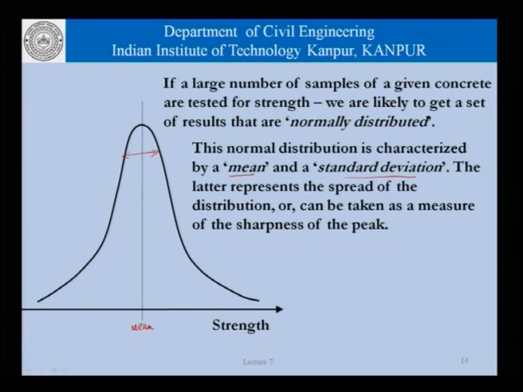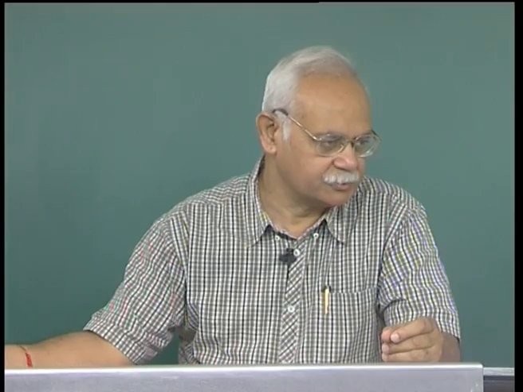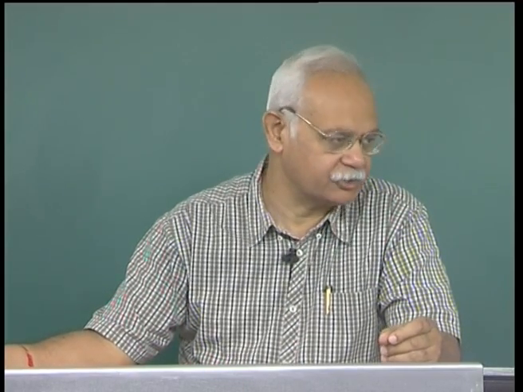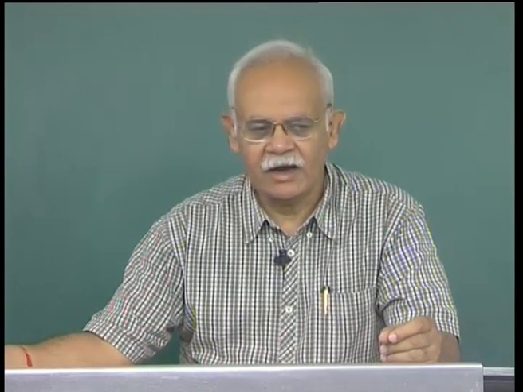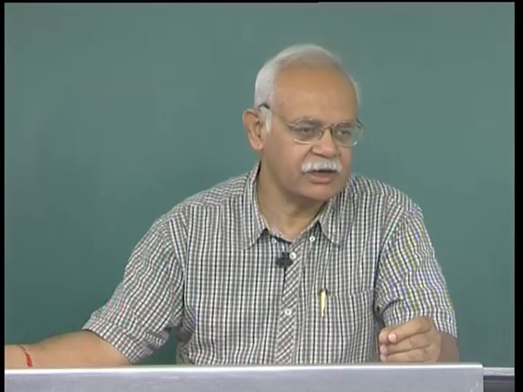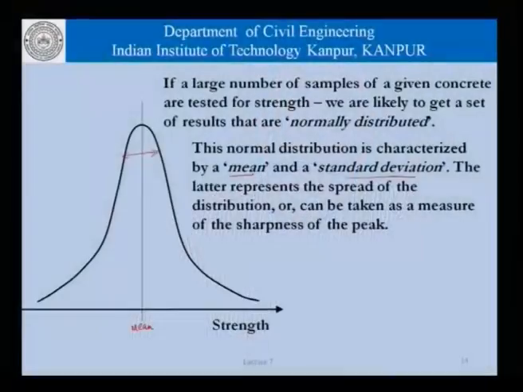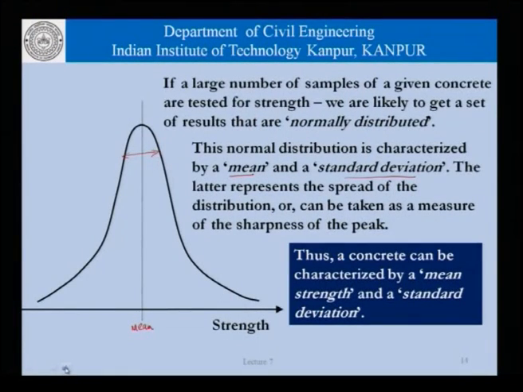What we are saying is that if we test a large number of concrete cubes, we will get a strength distribution which is normally distributed. That is, that strength distribution will have a mean and a standard deviation, which you can determine using your knowledge of statistics. And that is what I have said. A concrete can be characterized by a mean strength and a standard deviation.